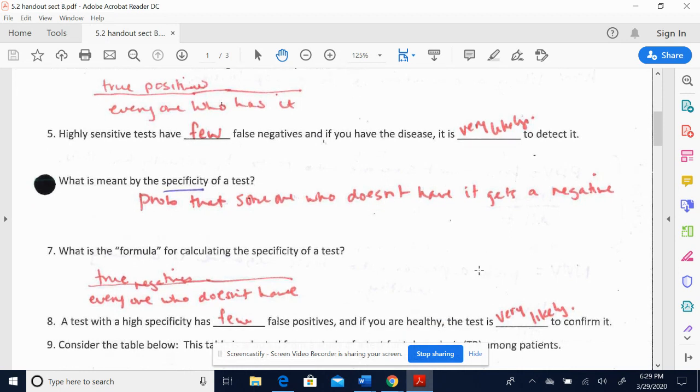Okay? A test with high specificity would have few false positives, and if you're healthy, the test is very likely to confirm it. So again, I could give a test to an entire room full of people, and if it told them they were all negative, I would have 100% specificity, because everybody who truly did not have it would, in fact, have gotten a negative result. The downside of that is, though, that a lot of people who have this condition now think they don't, and they have a negative result.